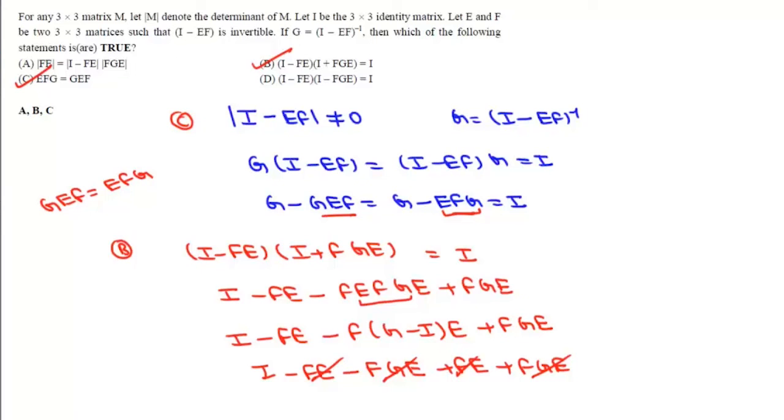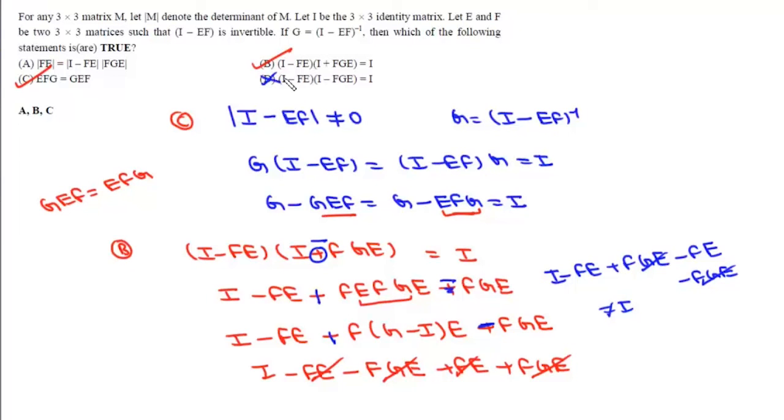Now for this option D, we just have this minus sign here. So if we change this minus sign here, it will be minus FE, here will be plus, and here will be this minus. So if we take plus sign here and minus sign here, we'll get I minus FE plus FGE minus FE and minus FGE, which is not equal to I. That means this option D is incorrect.